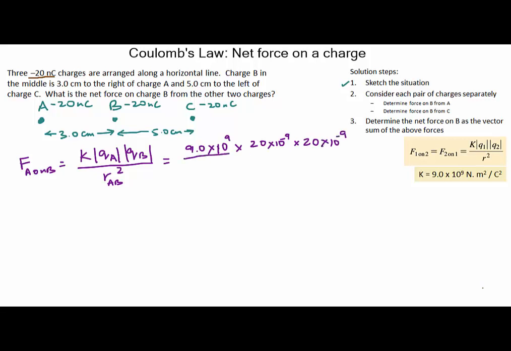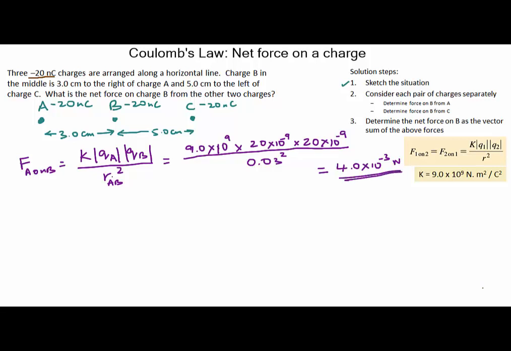And all of that gets divided by the square of the distance, which was given as 3 centimeters, which I got to convert to meters so that it cancels the meters in the constant here. So 0.03 meters squared. And that gives us a value of 4.0 times 10 to the negative 3 Newton.